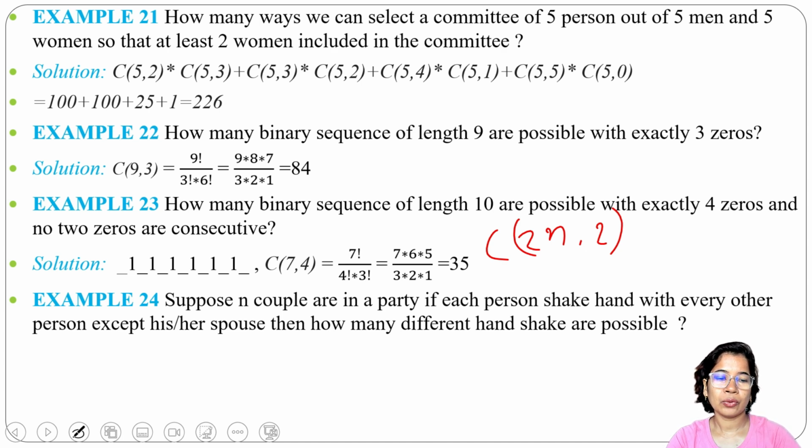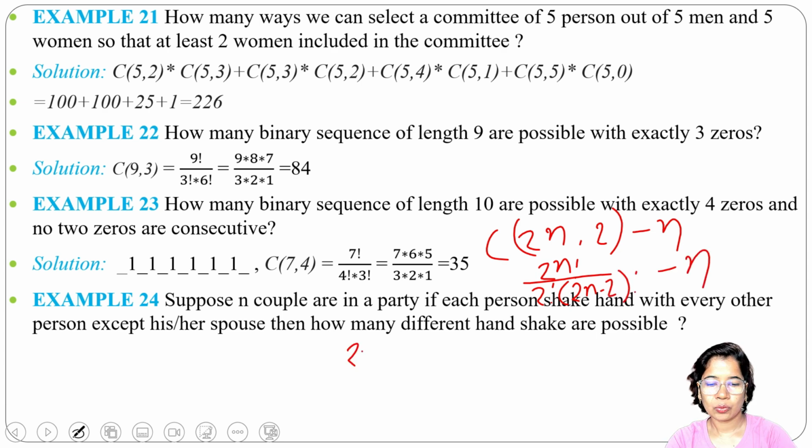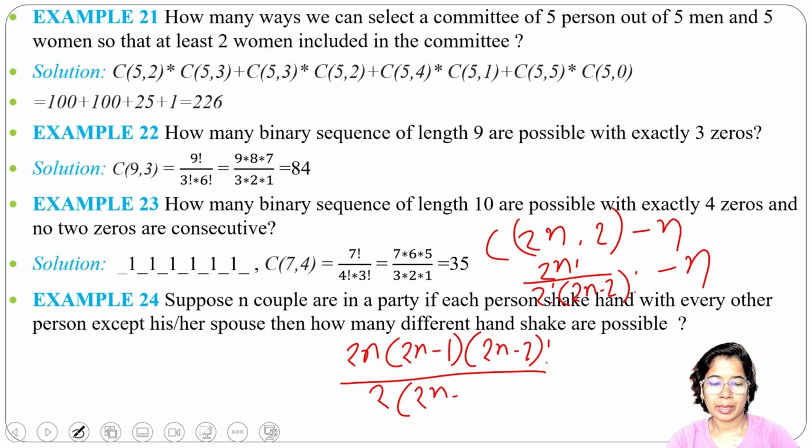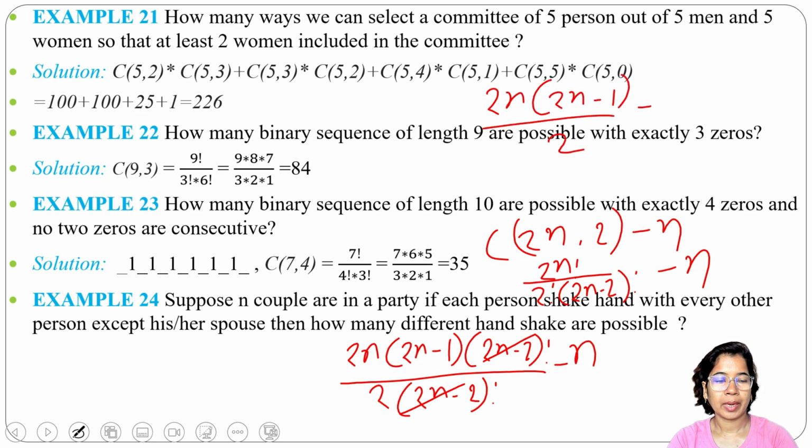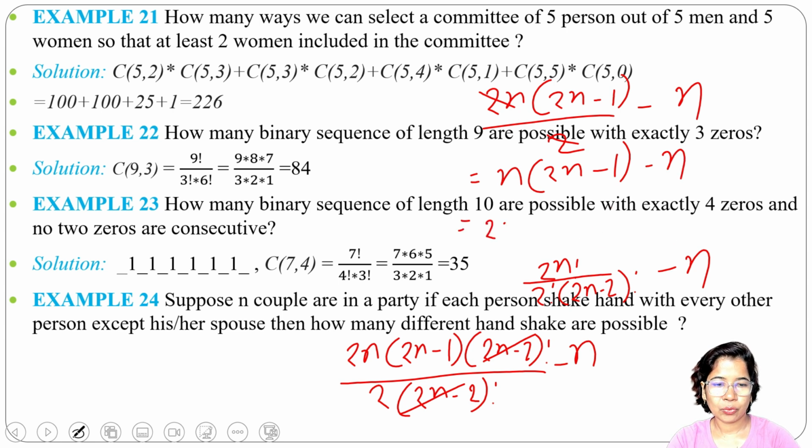So C2n2 minus n. 2n factorial divided by 2 factorial multiplication 2n minus 2 factorial, minus n. 2n multiplied by 2n minus 1 multiplied by 2n minus 2 factorial divided by 2 into 2n minus 2 factorial. So these two will be cancelled, minus n. 2n multiplication 2n minus 1 divided by 2, minus n. So this 2 will be cancelled. N multiplied by 2n minus 1, minus n. So after simplification, 2n square minus n minus n. So it's 2n square minus 2n.